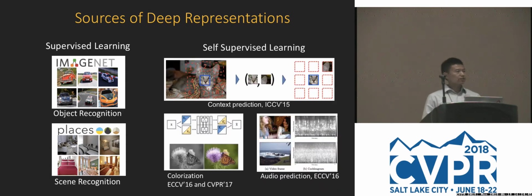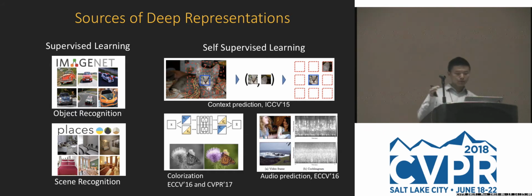We can also get a deep representation from self-supervised learning. Recently, people proposed different self-supervised learning methods to get the representation. Basically, they train a network without using image labels. For example, they propose a context prediction task, where each time they train the network to predict the neighborhood relation of two patches.